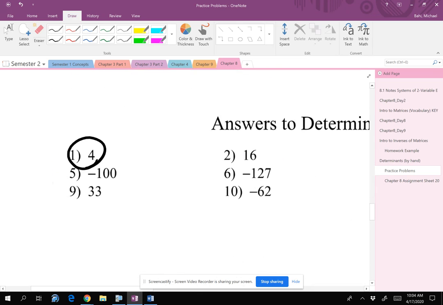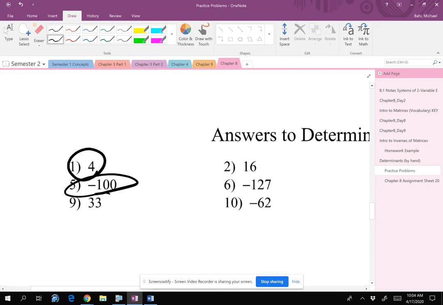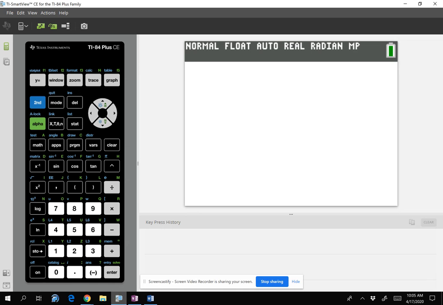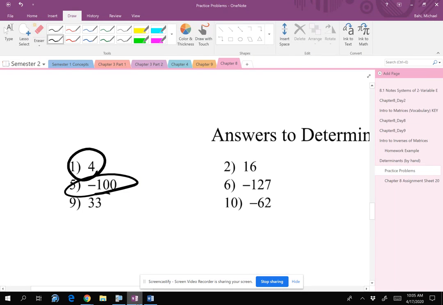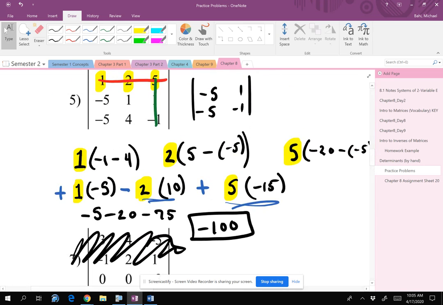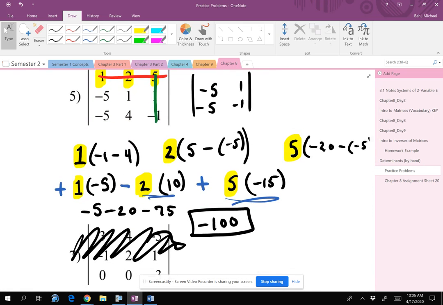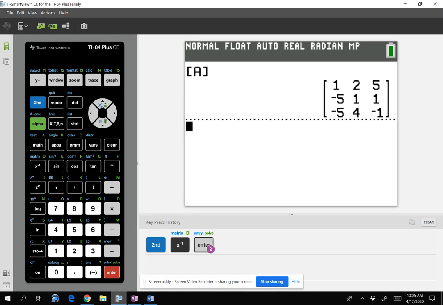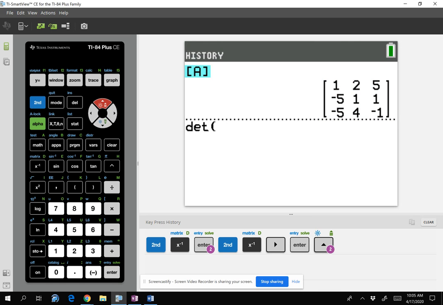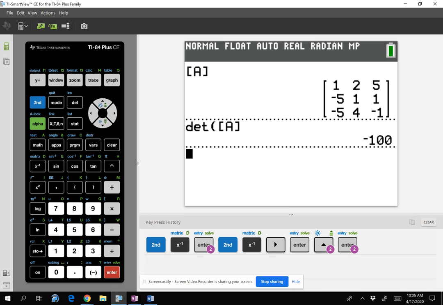Let's see if I did that right. Scroll down, number 5. Yep, awesome. 2 for 2 today. Let's go. Okay, on the calculator, let me make sure I have the same matrix. Yeah, it is. So you're going to do second, matrix, go right to math, determinant, and matrix A: -100.